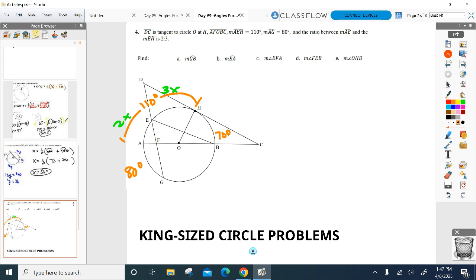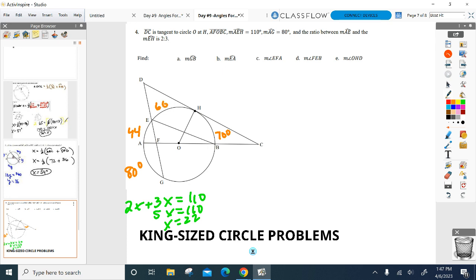How about we find AE and EH? 2X plus 3X equals 110. 5X equals 110. X equals 22. Go ahead, plug it back in. Plug 22 back in, and I think AE is going to be 44 degrees, and EH is going to be 66. The only arc I don't know yet is GB.